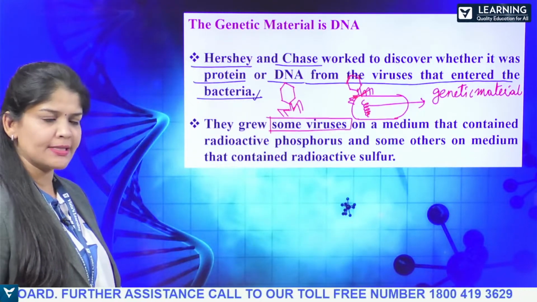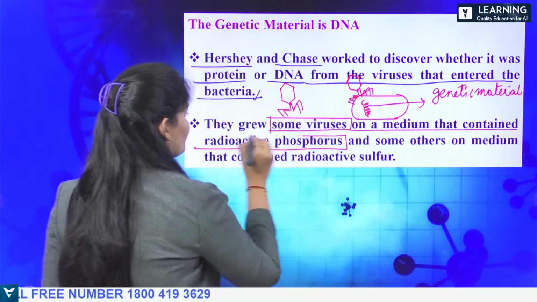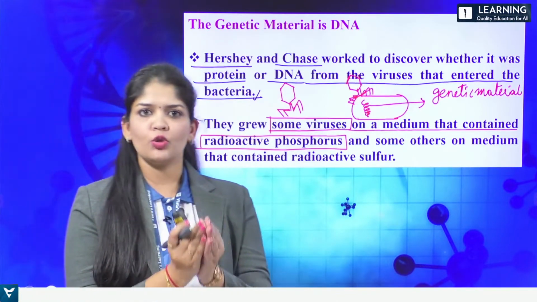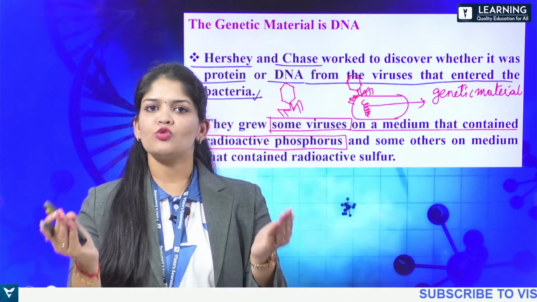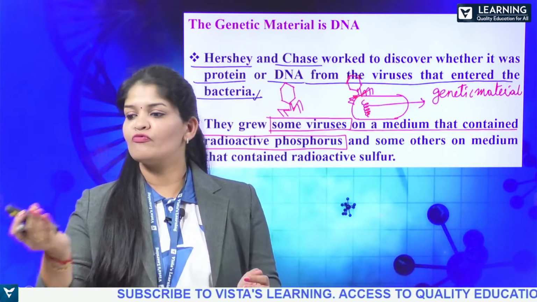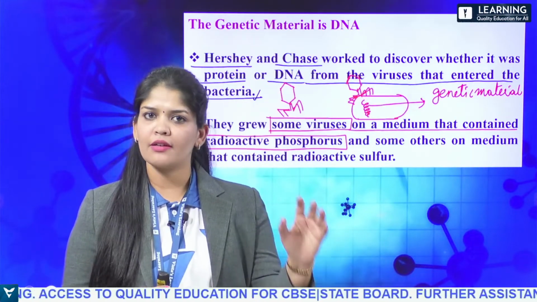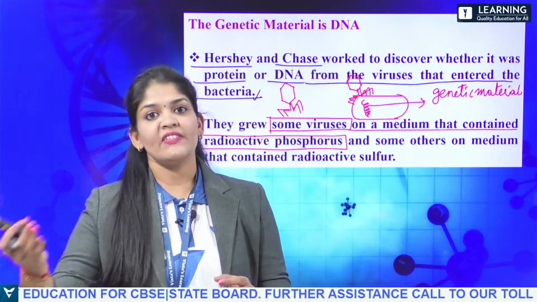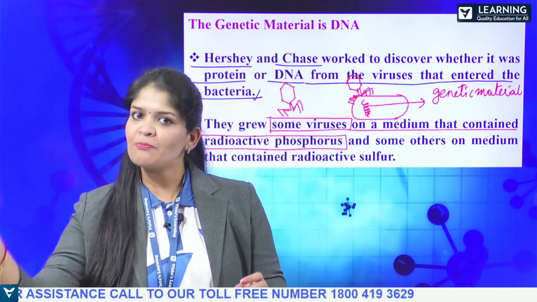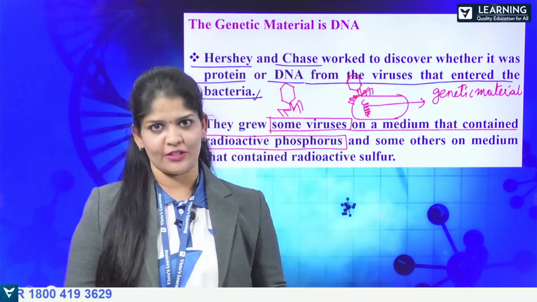viruses, that is bacteriophages, on a medium that contains radioactive phosphorus as well as radioactive sulfur. They have taken 2 petri dishes, and these 2 petri dishes have a nutrient medium which supports the growth of the bacteriophages. But here, one medium is provided with radioactive phosphorus and the other medium is provided with radioactive sulfur. So whatever bacteriophages are growing in this plate will be radioactive phosphorus labeled bacteriophages, whereas here it will get the radioactive sulfur.